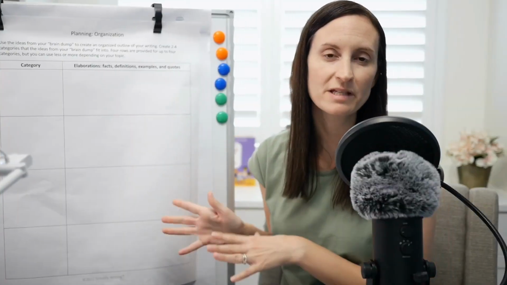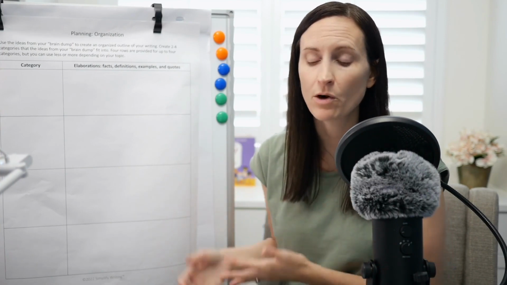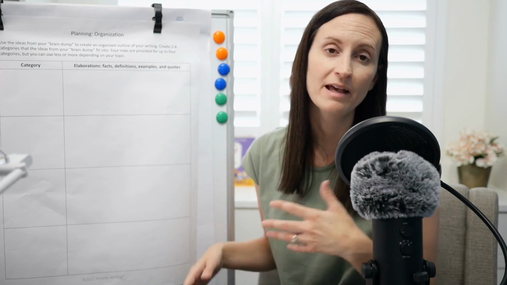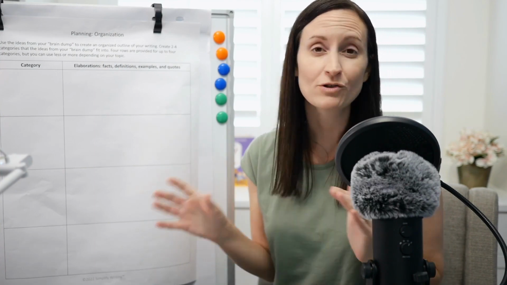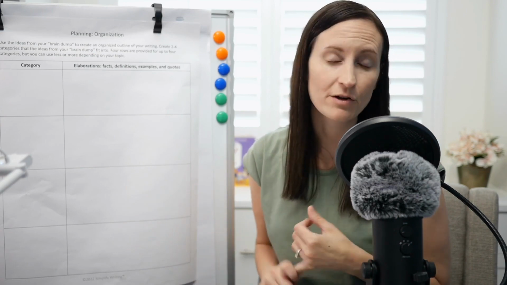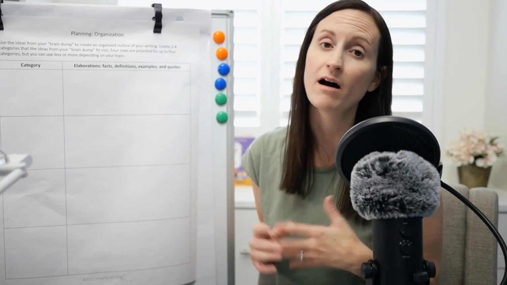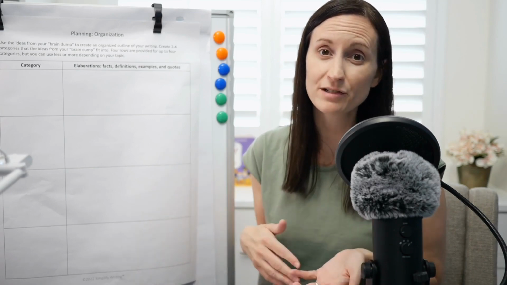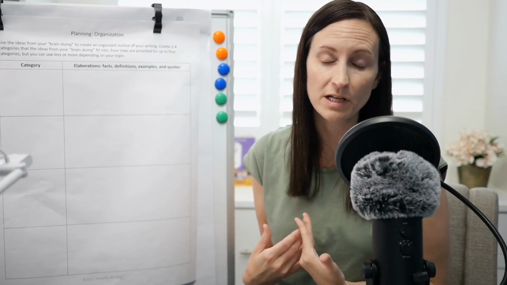So the prompt that I'm using for this model for my students is which would help your community the most, a new fire station or a new hospital. In this case, we are choosing hospital. So we've brainstormed a ton of ideas from the reading passage and also from our own ideas as to why a hospital would really be more helpful than a fire station for our individual community.